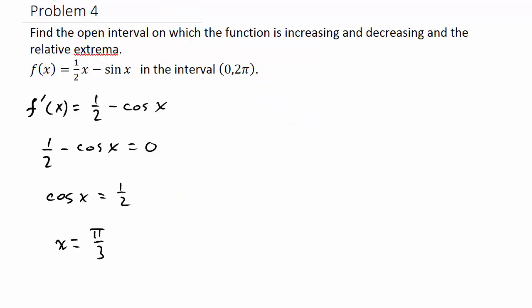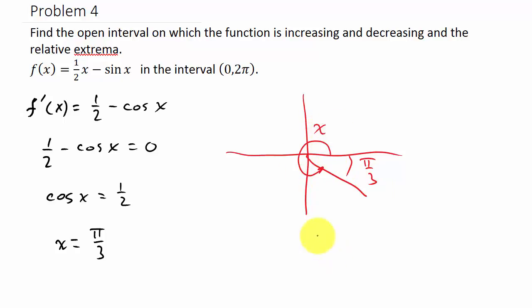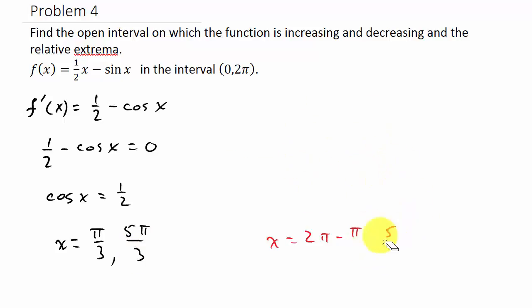Well, remember, to find that, we use our reference angle. And our reference angle in this case is pi over 3. Okay? And so x would be 2 pi minus pi over 3. And so this would give us 5 pi over 3. All right. So there's our critical numbers. And those are critical numbers because these numbers do not make the function undefined.